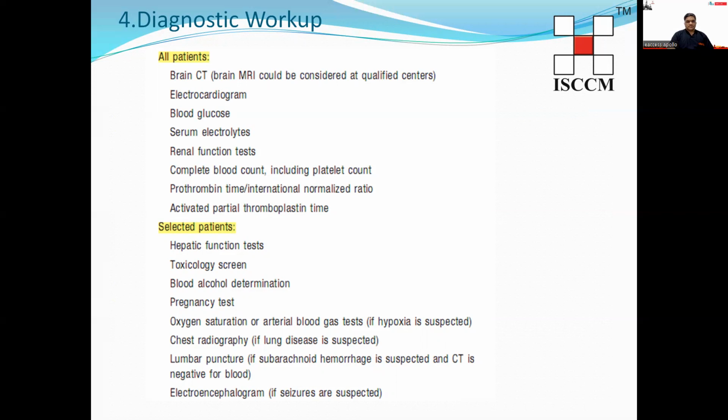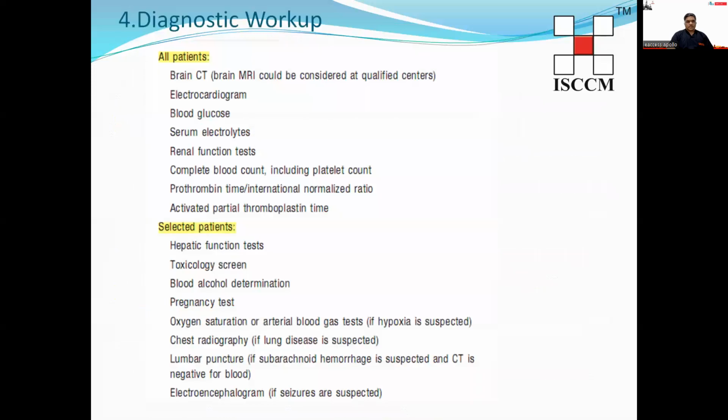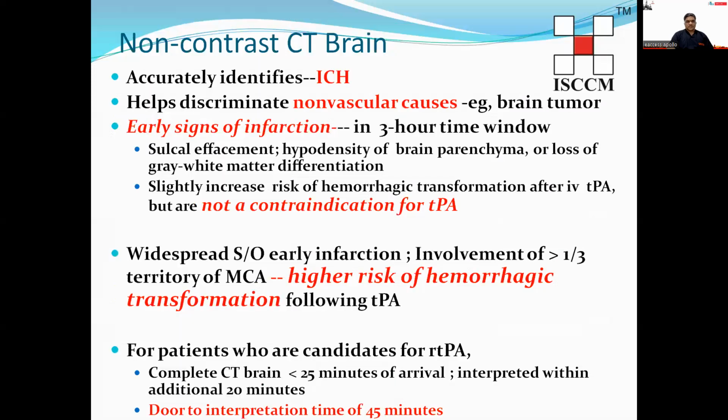Chest radiography if lung disease is suspected. Lumbar puncture if subarachnoid hemorrhage is suspected and CT is negative for blood. Sorry, electroencephalography if seizures are suspected.